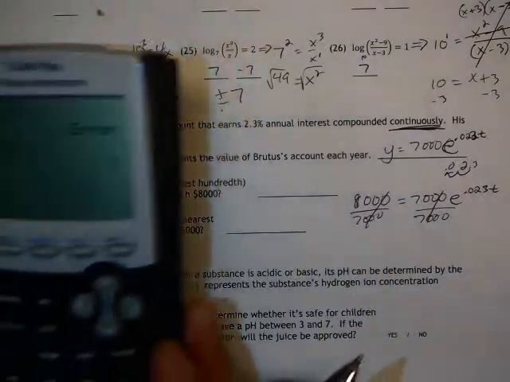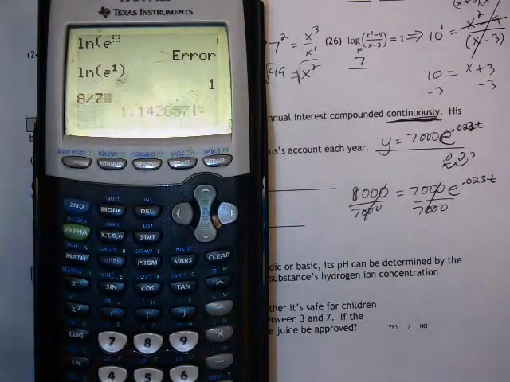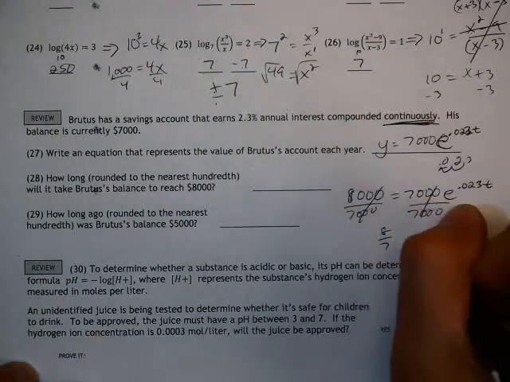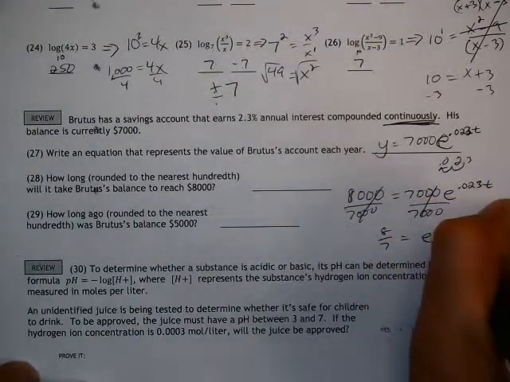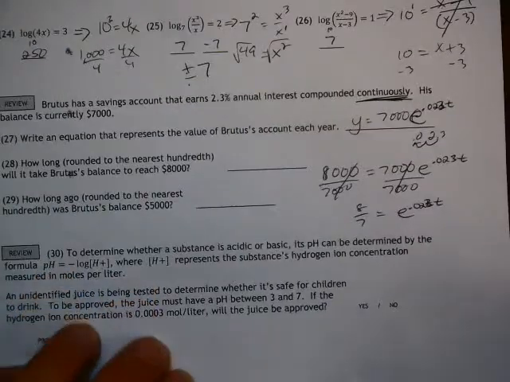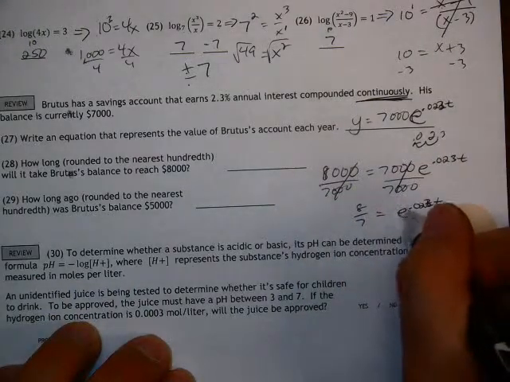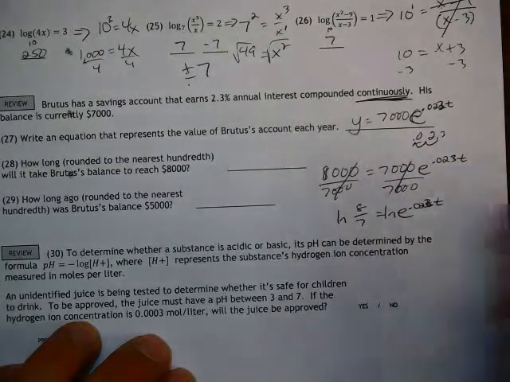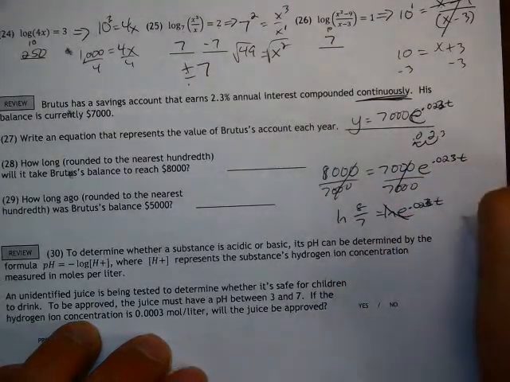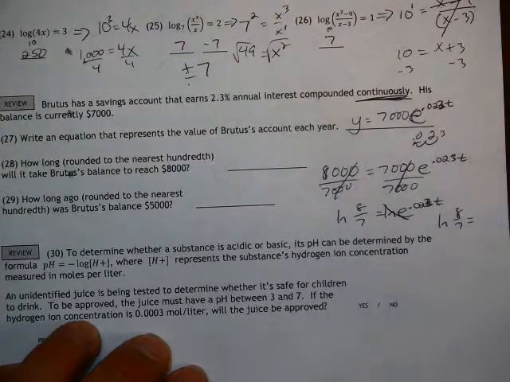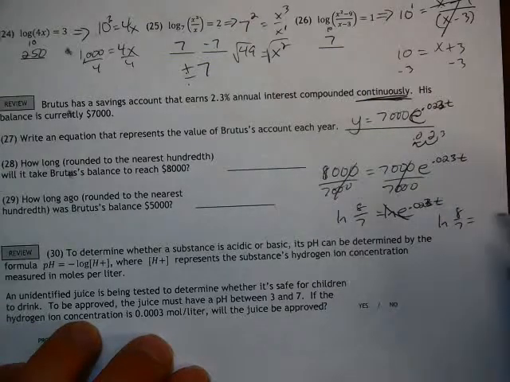I will check in my trusty calculator. 8 divided by 7 is a pretty long decimal, so I'm just going to leave it as 8/7 equals e to the 0.023 times t. Now again, the idea is to solve for t. So what we have to do now is eliminate this constant term of e. I have to take the natural log of both sides. What happens is this cancels. So now I'm left with the natural log of 8 over 7 equal to 0.023 times t.